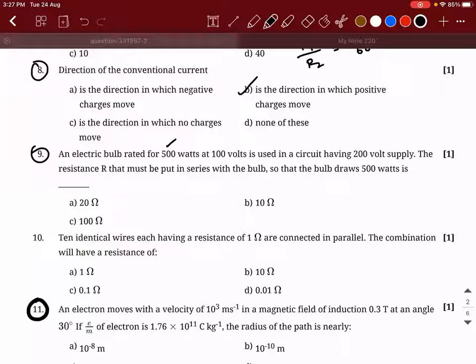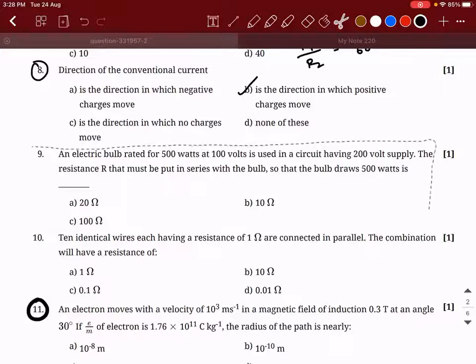supply. The resistance R must be put in series with the bulb so that the bulb draws 500 watts. So how to solve this? Who has solved this question? Sir, I saw this, but I got 24 ohm, which is not. 24. The answer is actually 20. Anyways, can you tell me the method that you followed?